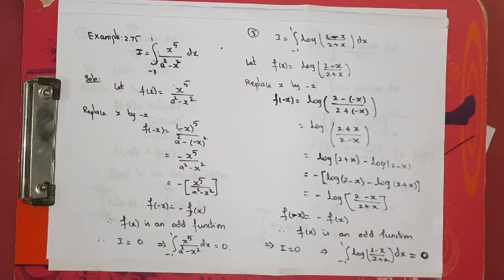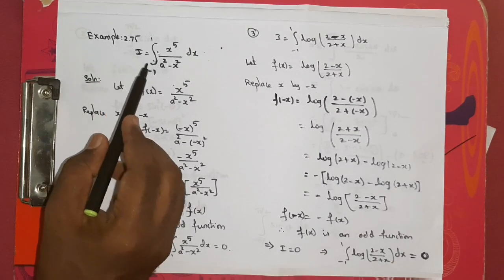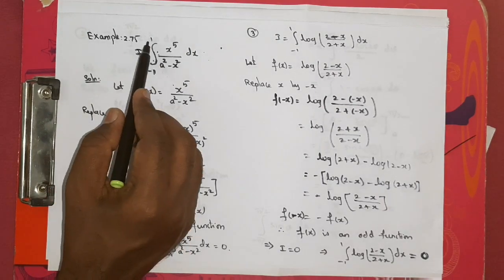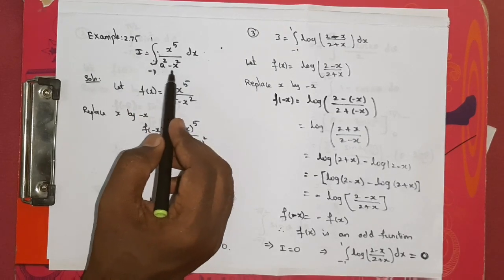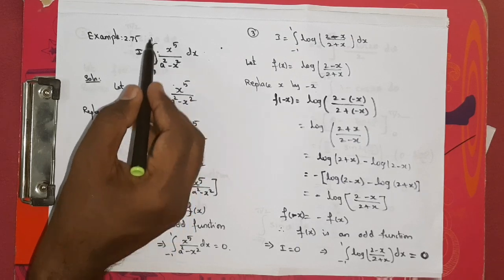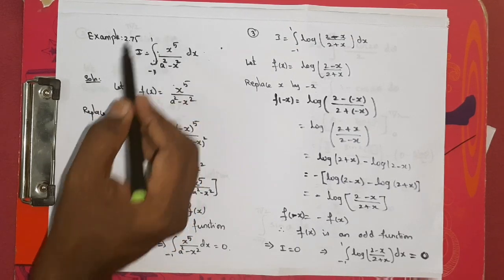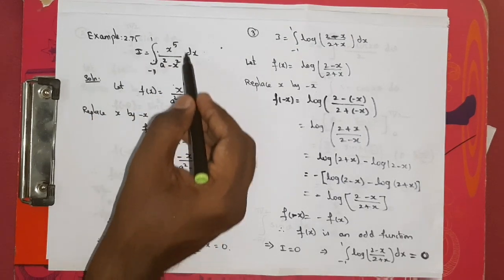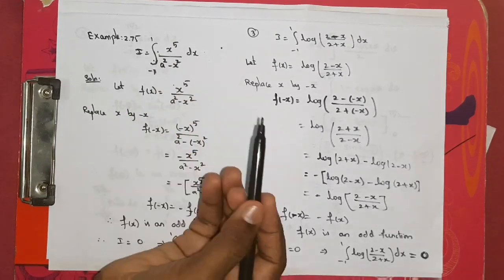Now the next sum we are going to see is example number 2.75. I equal to integral minus 1 to 1 x power 5 by a square minus x square into dx. Here also we come across the integral limits like minus a to plus a. In that case we have to verify the integrand, this part, as odd or even.